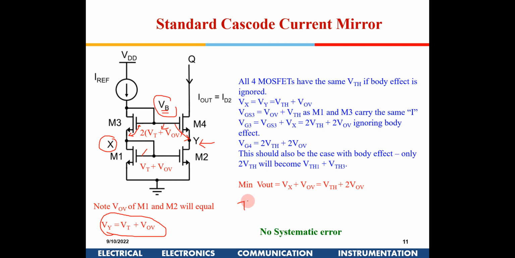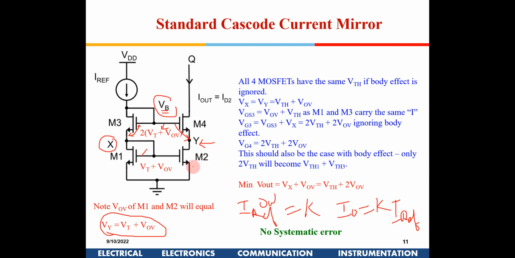That means I out is a multiple of I reference, I can say I out is K times I reference, where K is the ratio of W by L of these two transistors. So there is no systematic error here. Is it okay with all of you?